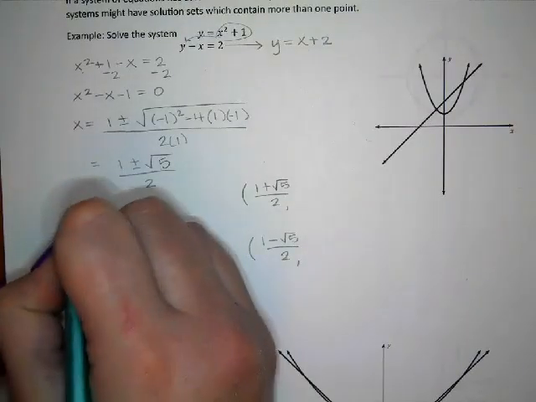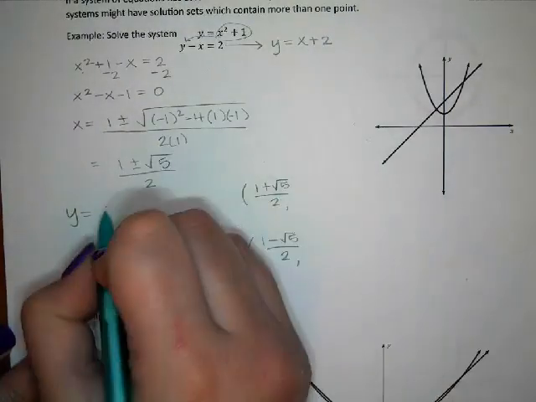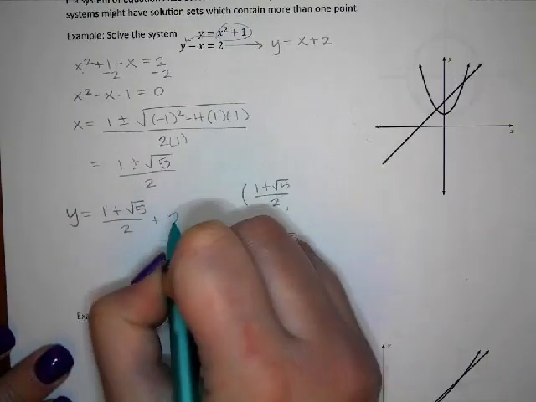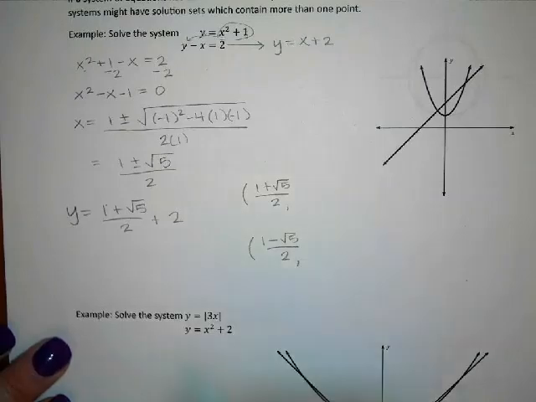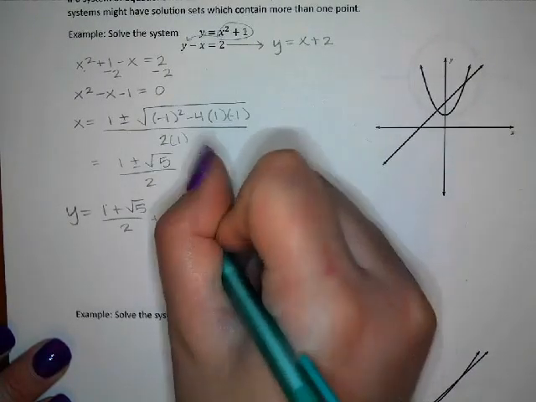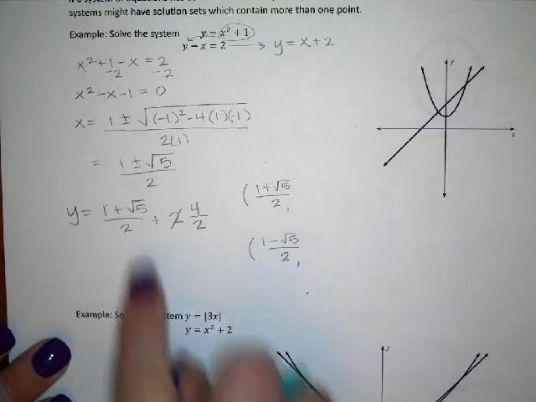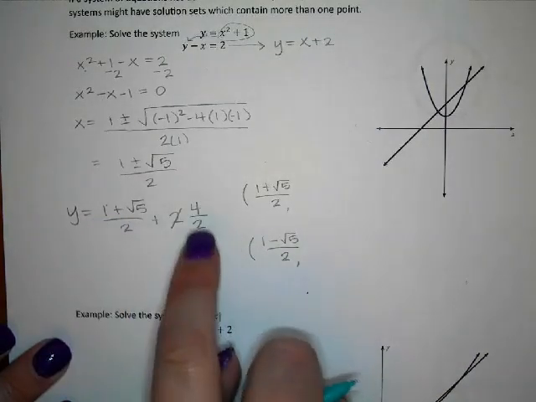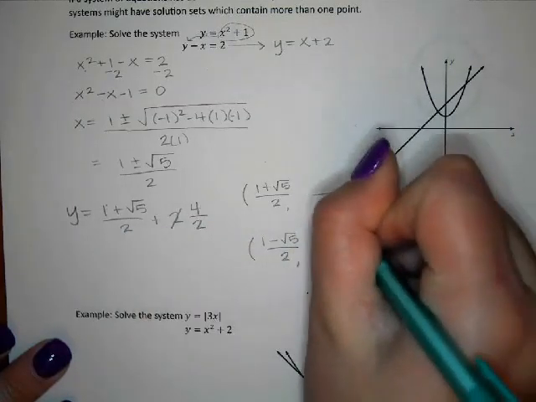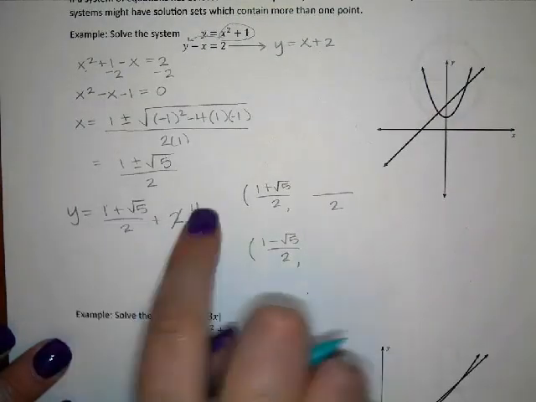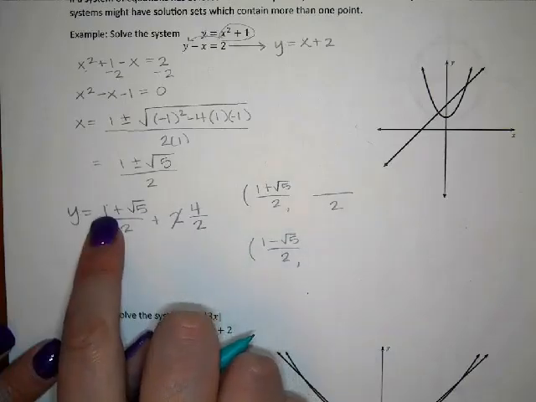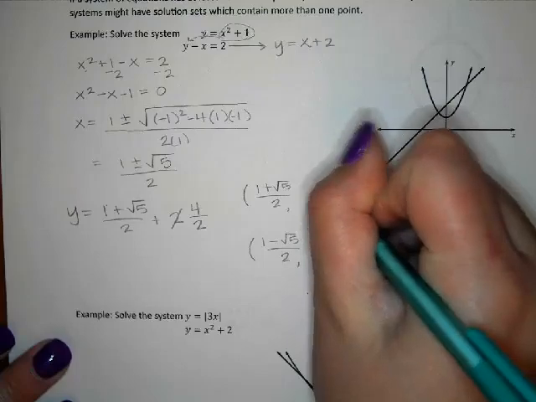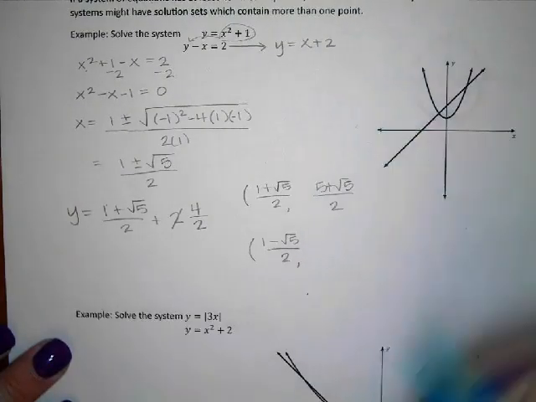And so if y equals x plus 2, I'm going to take this (1 plus root 5) over 2 and add the whole number 2 to it. The whole number 2 is just the fraction 4 over 2. So I'm adding 4 over 2 to this. With a common denominator of 2, I add the numerators together: 1 plus root 5 plus 4. So I have (5 plus root 5) over 2.